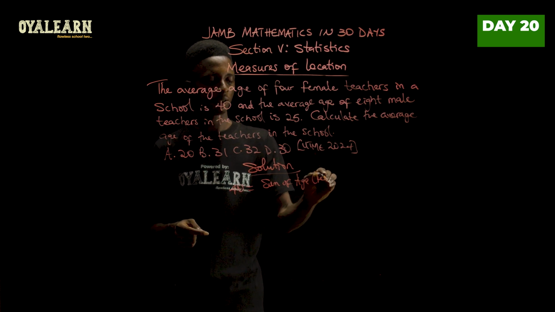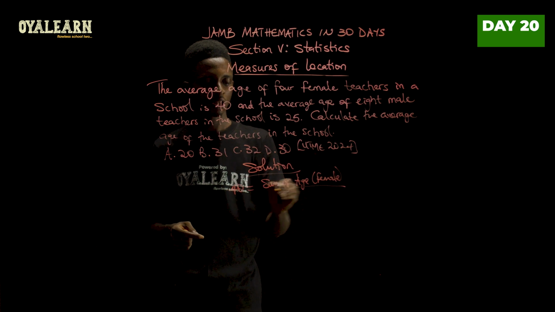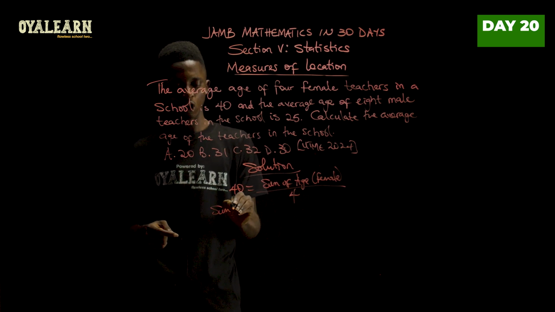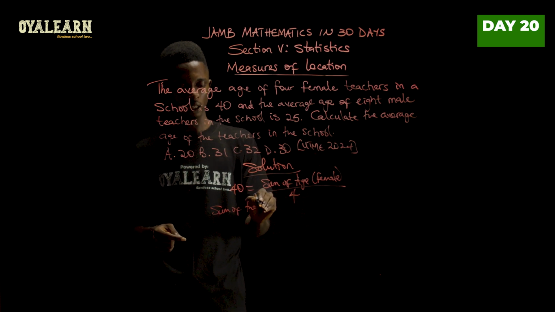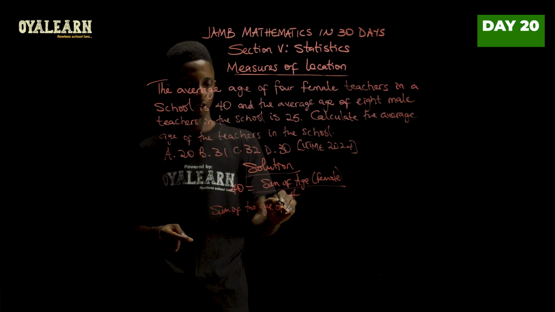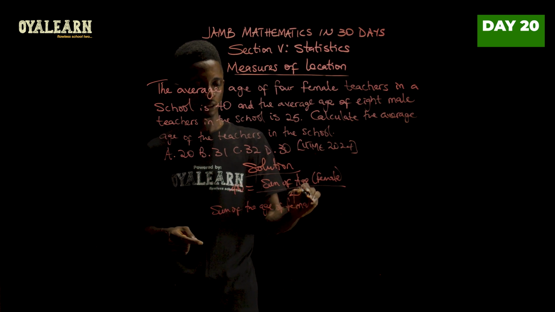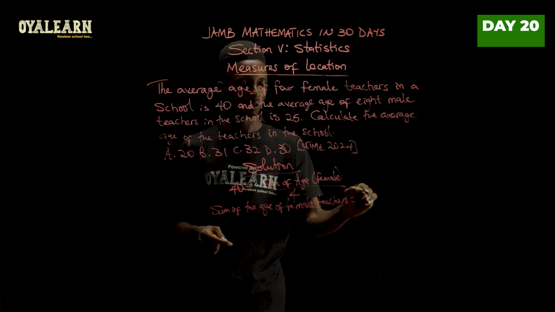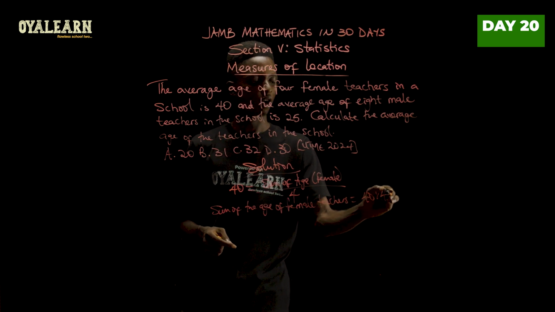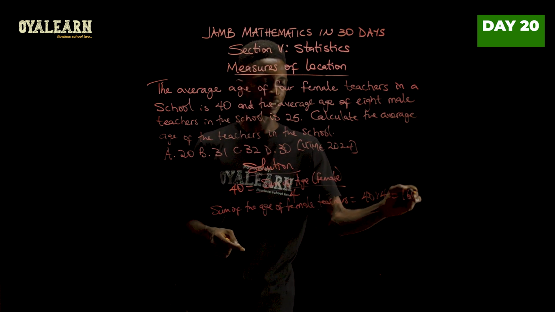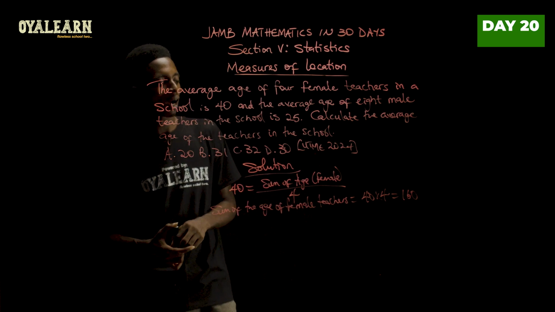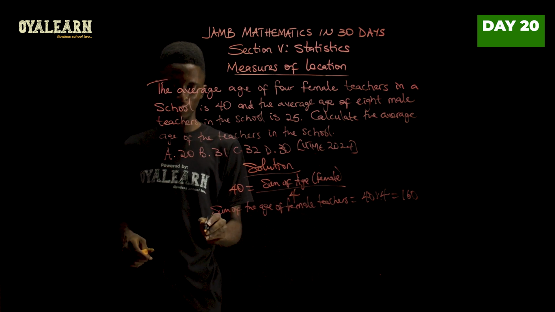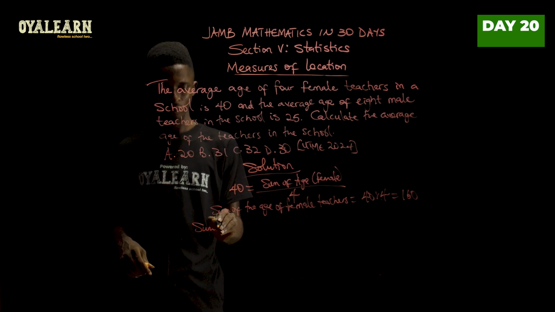Now this is the female teachers over the number of female teachers, which is 4. So the sum of the ages of female teachers then becomes 40 times 4, which would give us 160. So now we have the sum of the ages of the female teachers. Let's find the sum of ages of the male teachers then.